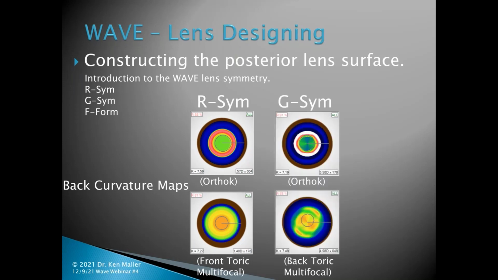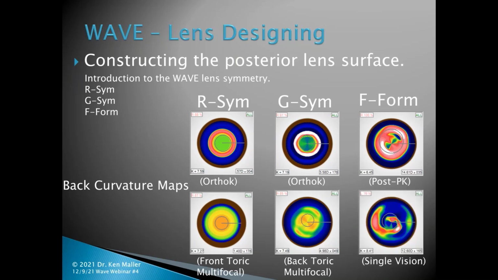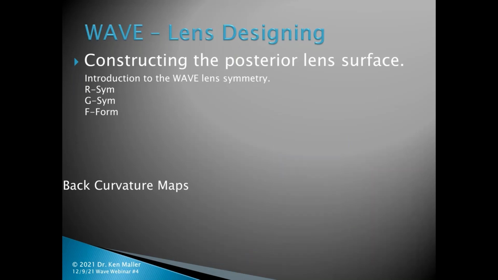Next we have the G-Sym designs, and the upper one is the G-Sym ortho-K design, and the bottom one is a back toric multifocal for daytime wear. And then we have the freeform designs. This happened to be on a post-PKP, and on the bottom is a single vision lens that I had designed up. The bottom 3 images are 3 cases that we're going to go through today, so keep those pictures in mind.